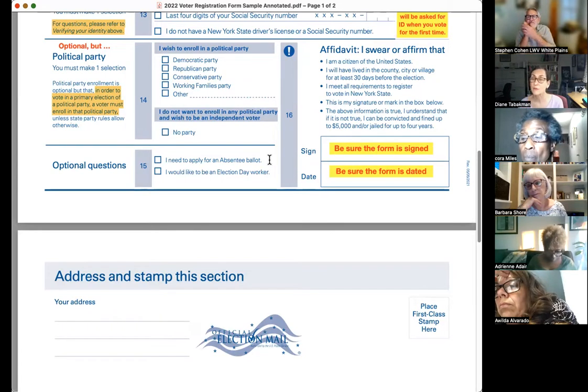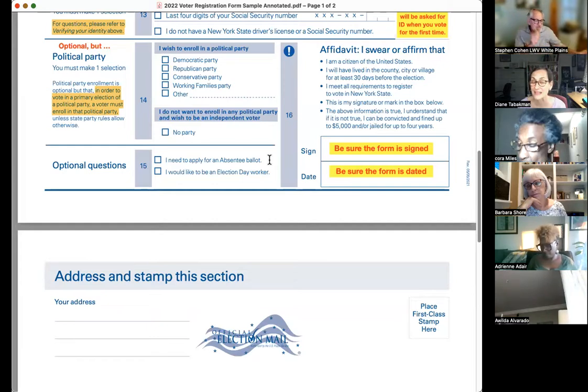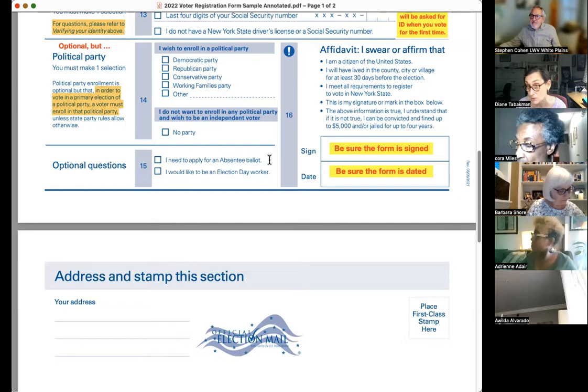But I think I want to distinguish between applying for an absentee ballot and actually completing and returning an absentee ballot. Barbara, wouldn't that be correct? So you can apply for an absentee ballot, but not use it.